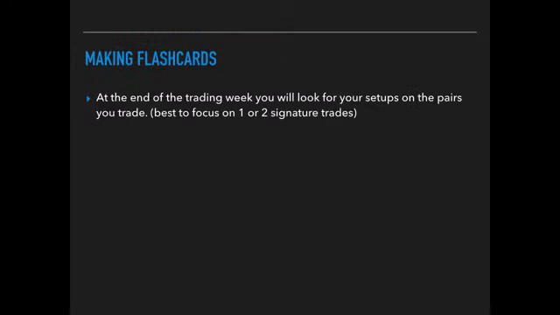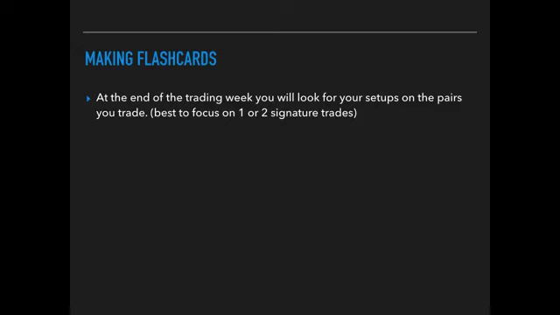So how do we make flashcards? At the end of the trading week, you're going to look for the setups on the pairs that you trade. It's best to focus on one or two signature trades. I wouldn't try to make flashcards for everything all at once. If you're building a database right now, focus on one or two solid setups that you like to trade, and use those as your reference point for your flashcards. Maybe you like to trade the 50 EMA bounce, or the half bat, or the type 1, type 2, type 3 patterns. Focus on one or two of those, and then just go through the week.